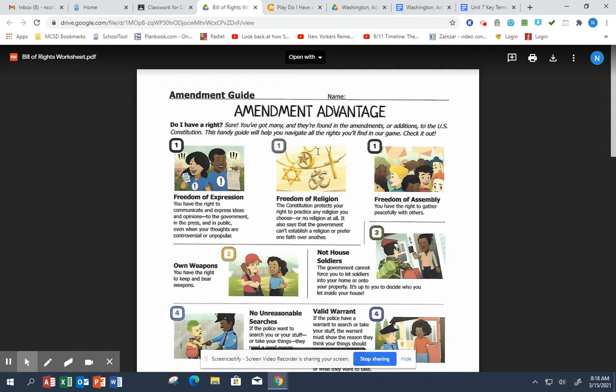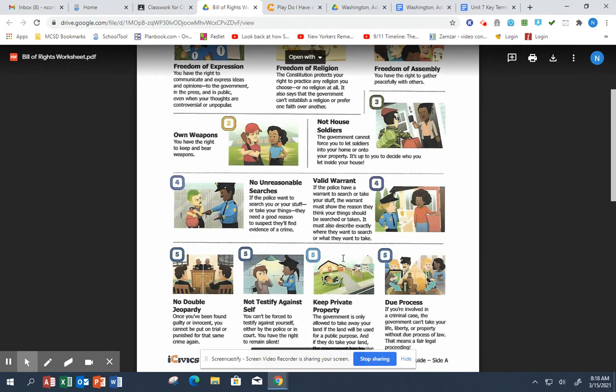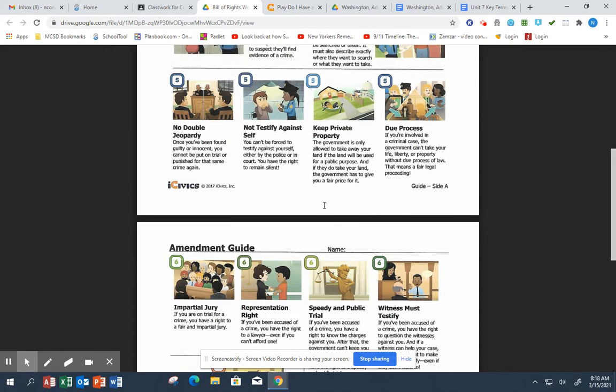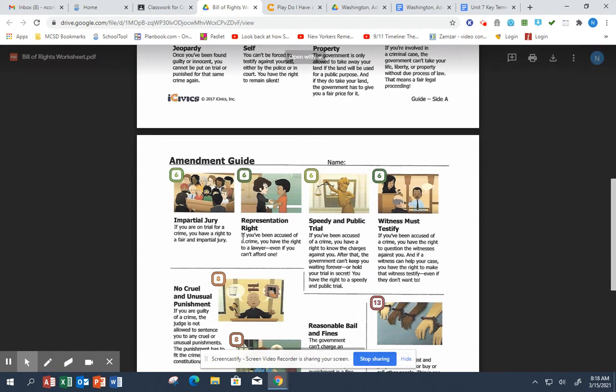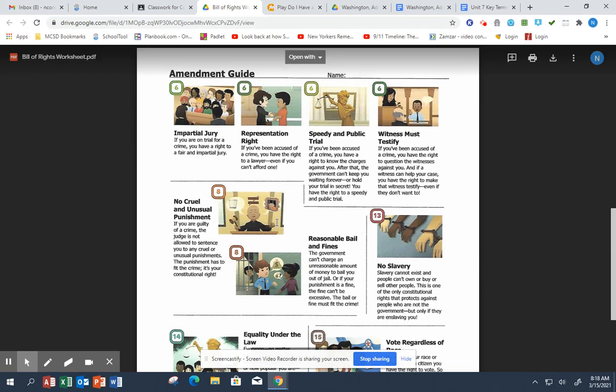So what I want you to do today is just read this over and take a look at what these rights say. It's going to help us to do that game that I'm talking about, the iCivics Do I Have a Right game that you're going to play on Tuesday and Wednesday for your digital lesson.